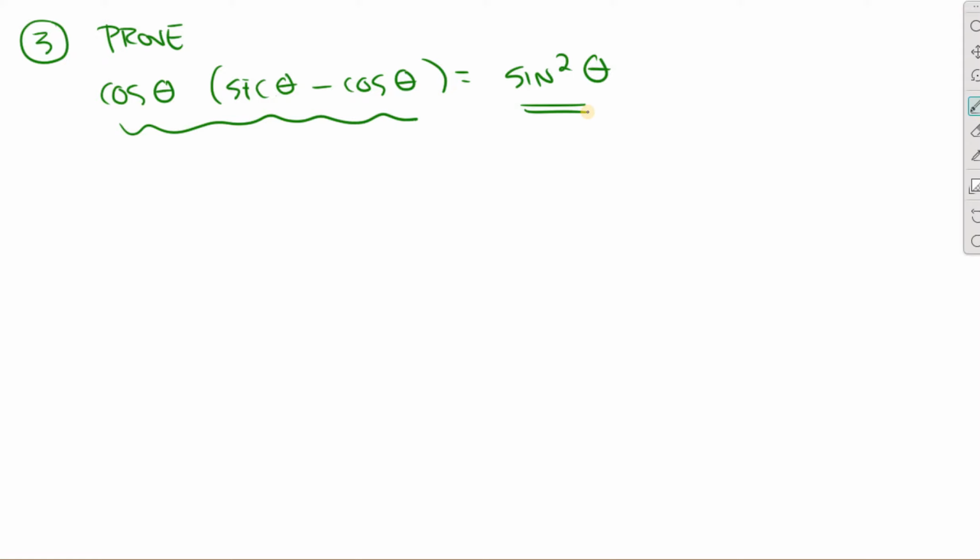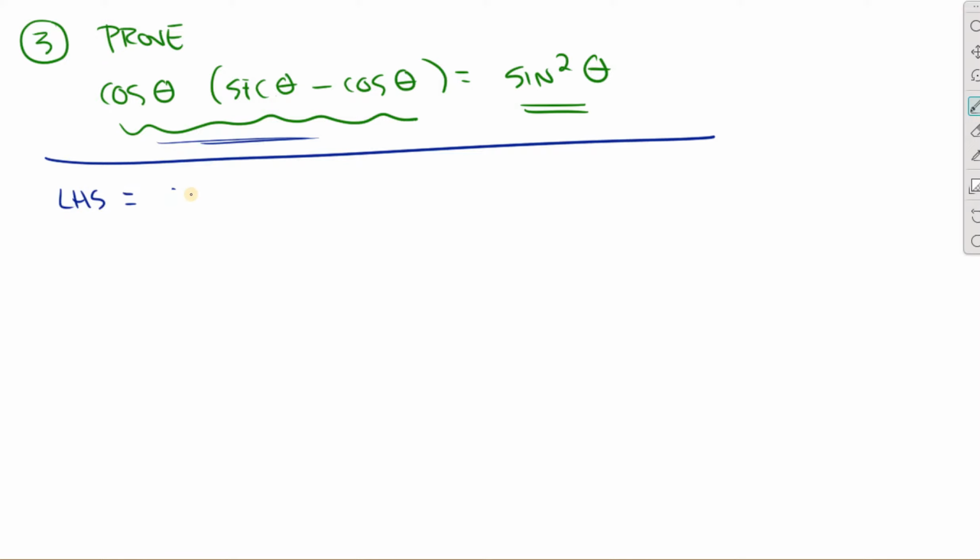So let's prove it. I'm very picky about how you prove these things. You have to pick a side and work from that side only. So I always start with the more complex side. I'm going to start with the left-hand side. You need to rewrite the left-hand side in exact form without changing anything. Don't simplify it at all on the first step. And now I'm going to need to make this look like the sine squared. Well, I'm going to distribute.